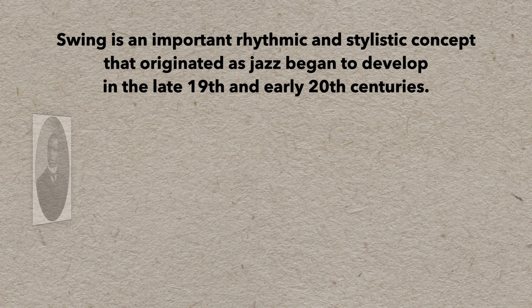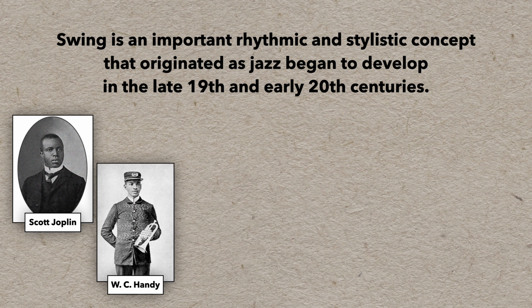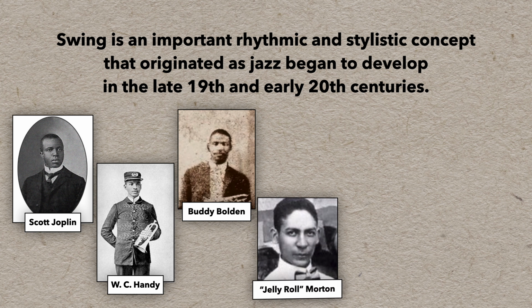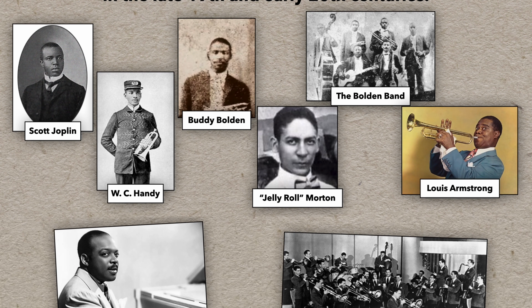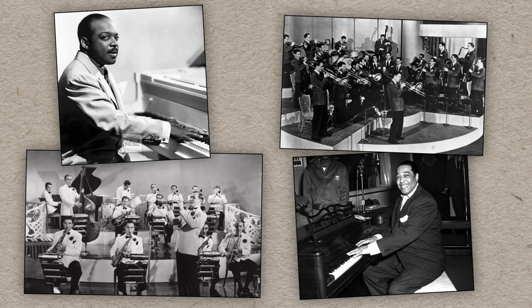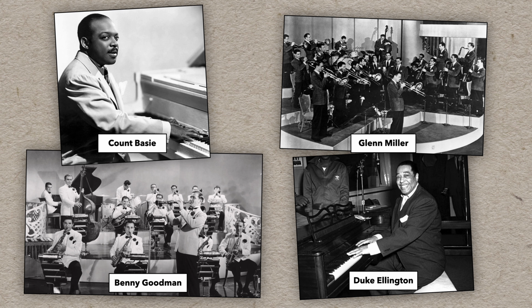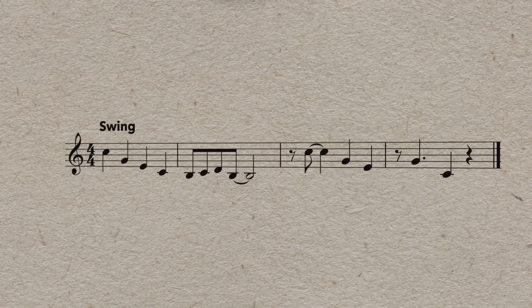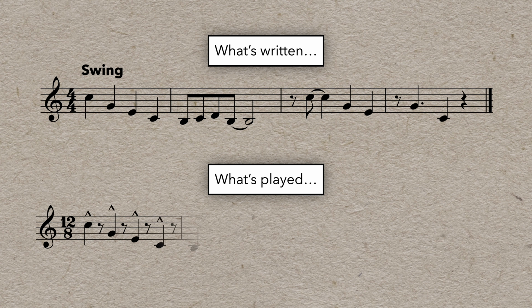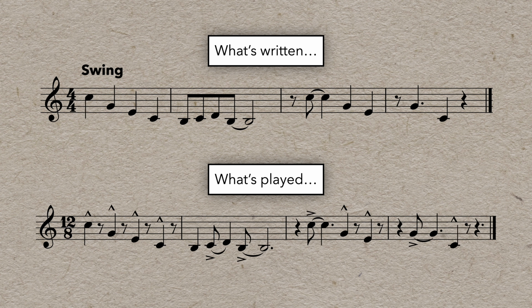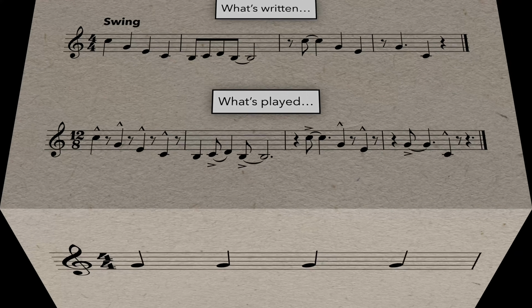Swing is an important rhythmic and stylistic concept that originated as jazz began to develop in the late 19th and early 20th centuries. There's also a specific subgenre of jazz called swing music, usually associated with the big bands of the 1930s. But the rolling, tumbling, and lilting qualities of swing have shown up in many different genres. Performing in swing style includes a number of implied stylistic adjustments that can really bring a lot of life to the music, but the most fundamental difference has to do with rhythm.